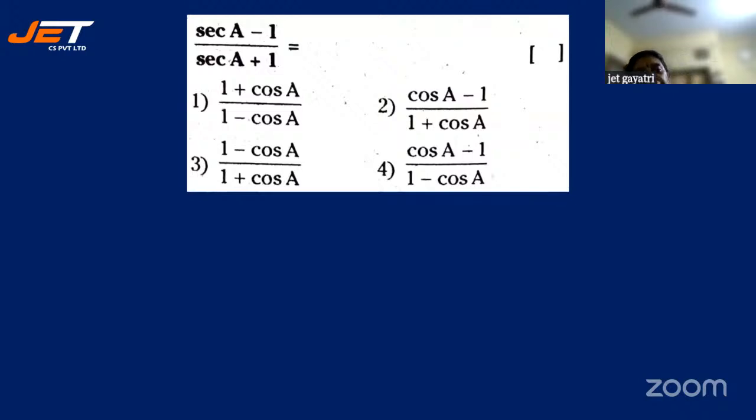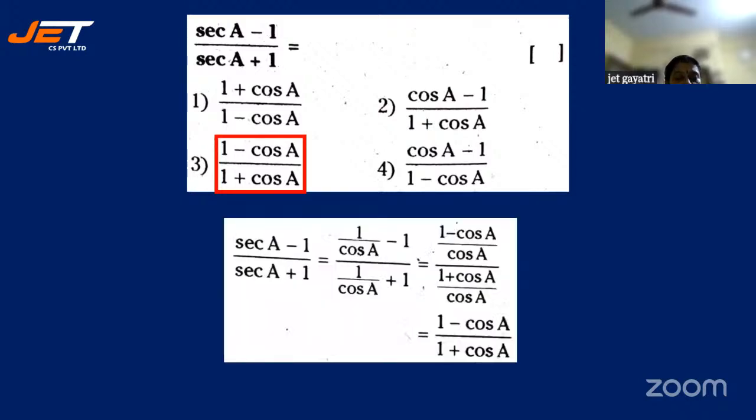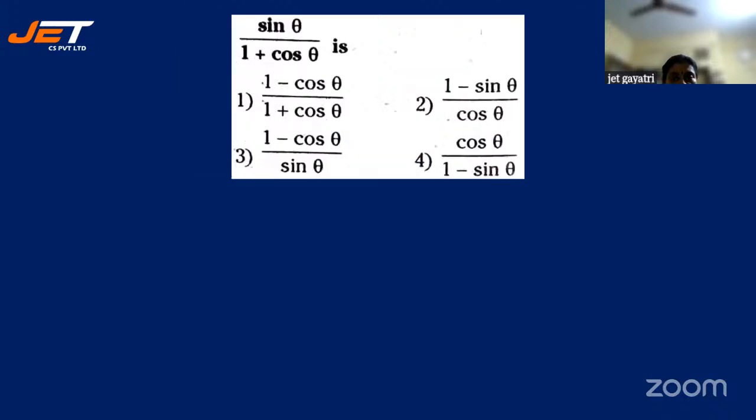You have secant theta minus 1 by secant theta plus 1. What is the value? Okay, so here it is. You can write secant theta in terms of cos as 1 by cos A minus 1 by 1 by cos A plus 1. Just take LCM, 1 minus cos A by 1 plus cos A by cos A. So cos and cos get cancelled. You get 1 minus cos A by 1 plus cos A. So option 3 is the correct one. Alright students, it's very simple.